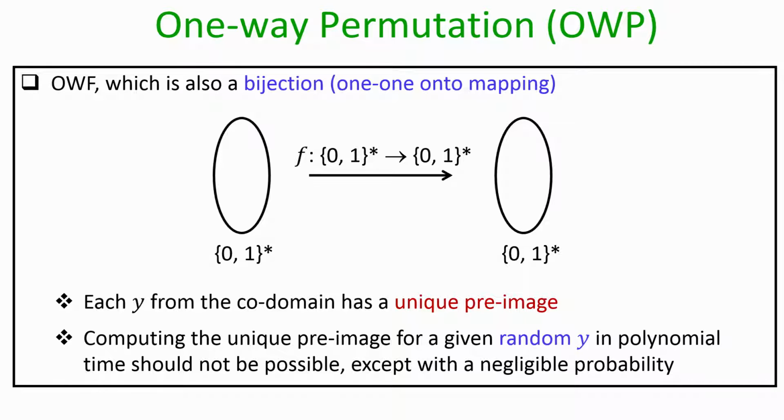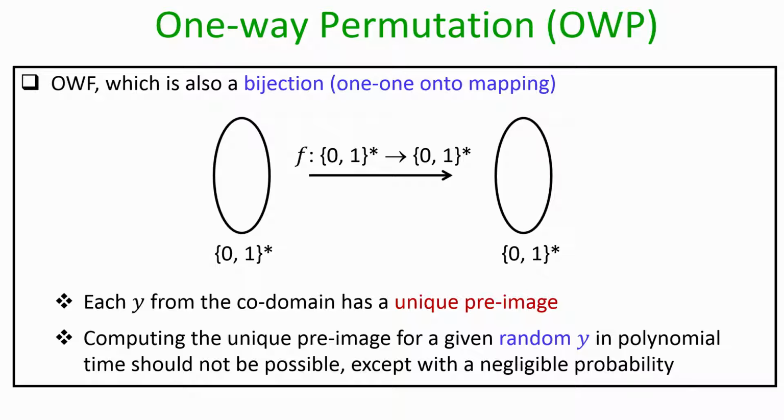time. So, the difference here is that for the case of one-way function, the random challenge y could have several pre-images and your goal was to find one of those pre-images. In the case of one-way permutation, the random sample y which is given to you will have only a unique pre-image and your goal is to find that unique pre-image in polynomial amount of time.